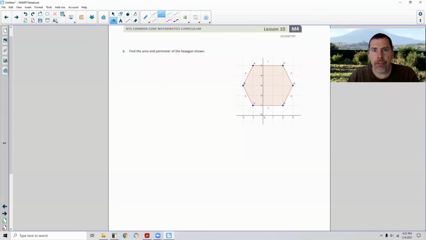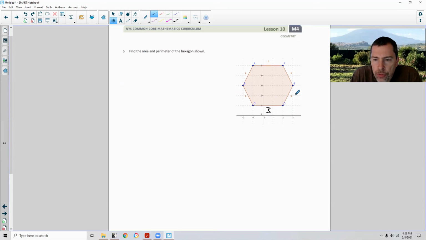Okay, just in case you haven't had enough practice, let's do one more on page 5, number 6. Find the area and perimeter, and then you'll have to go to your homework. All right, 1, 2, 3. That side is length 3. Let's do perimeter first. 1, 2.